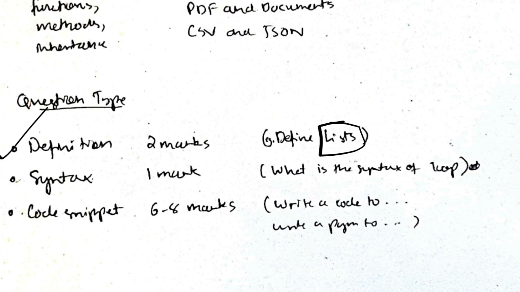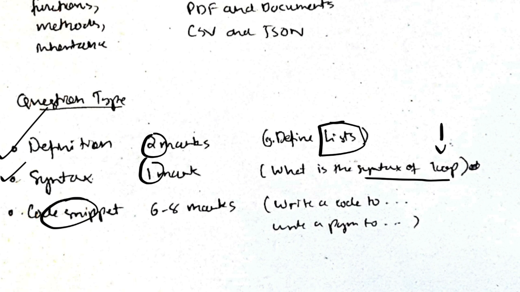For that it might be around 2 marks, and you have to write the syntax, like for example, what is the syntax of a for loop or a while loop, and how do you define lists. So what a class is, an object, the syntax of it. Those carry 1 mark. And finally, the most weightage is given to the code snippet.